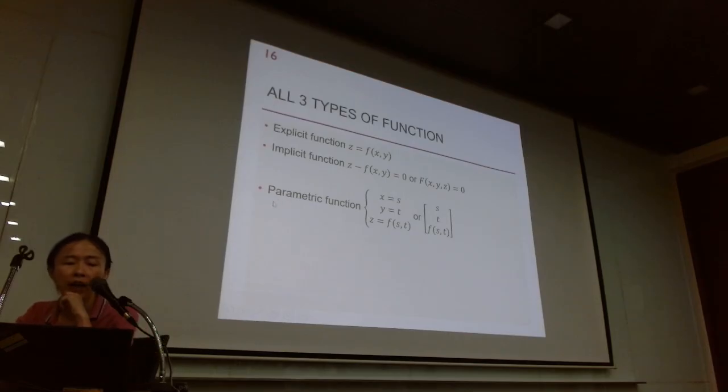Okay, so we have a parametric form. Usually you can write, as before, x equal to f(s,t), y equal to g(s,t), z equal to h(s,t). But if they already give you z equal to f(x,y), you can write x equal to s, y equal to t, then z equal to f(s,t). So this one is for when they give the first one.